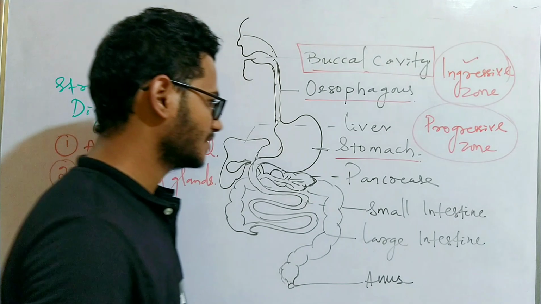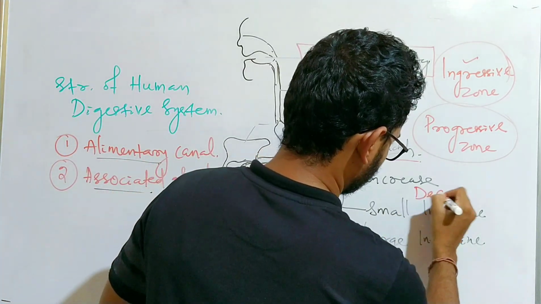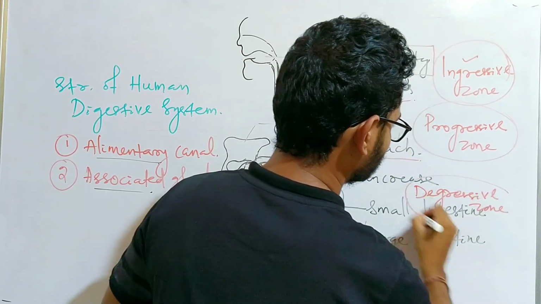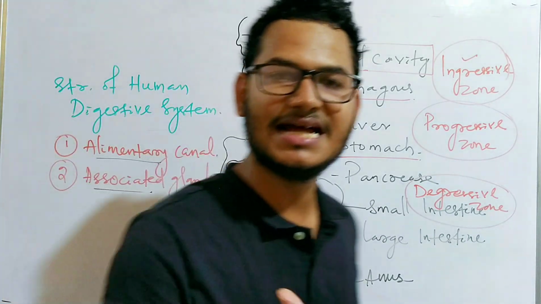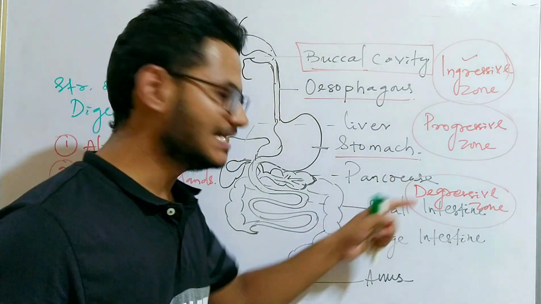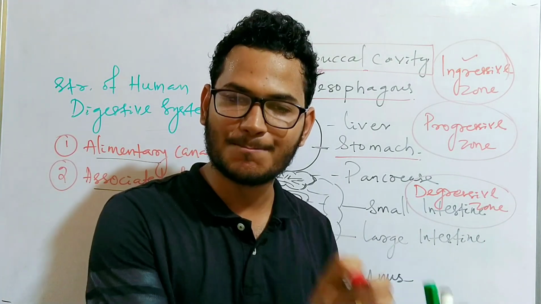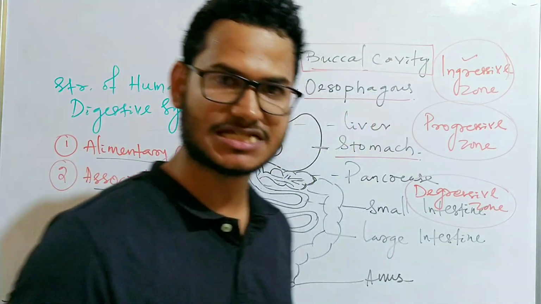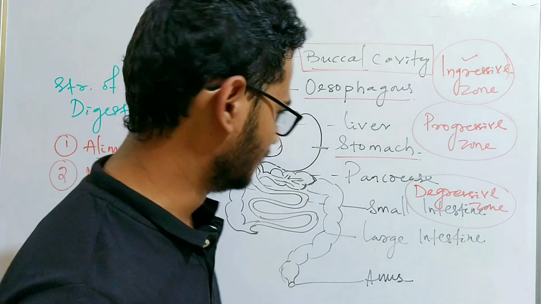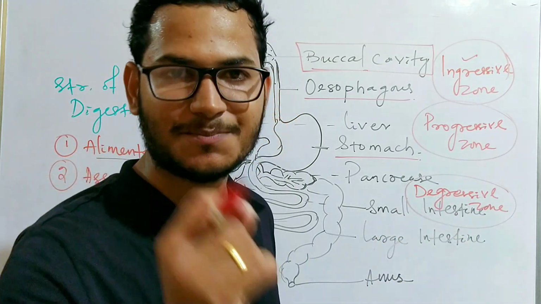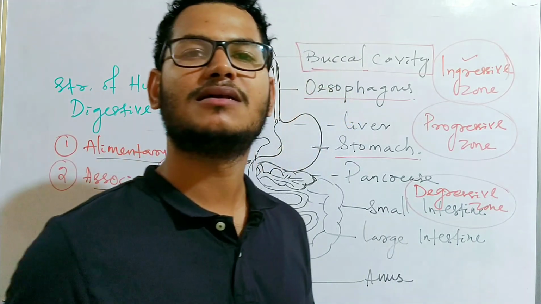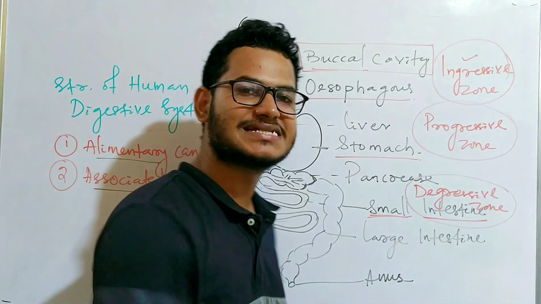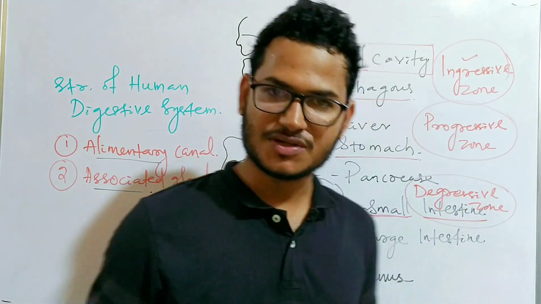The next zone is digressive zone. Digressive means it is related with digestion of food, because this zone helps in making the complex food simple. This is the reason why the zone is called digressive zone. The part which plays the most important role in converting complex food to simple form is the small intestine. So the small intestine comes under digressive zone.